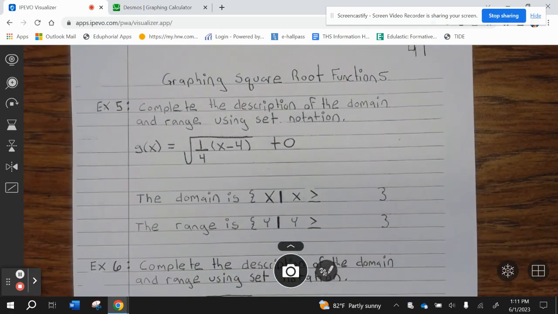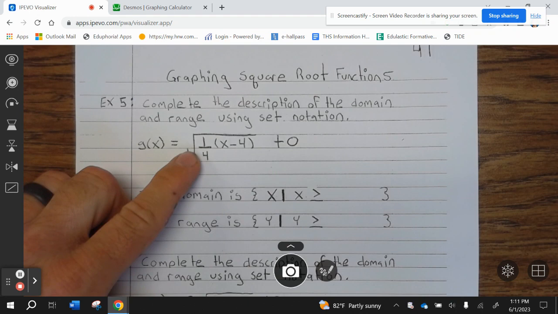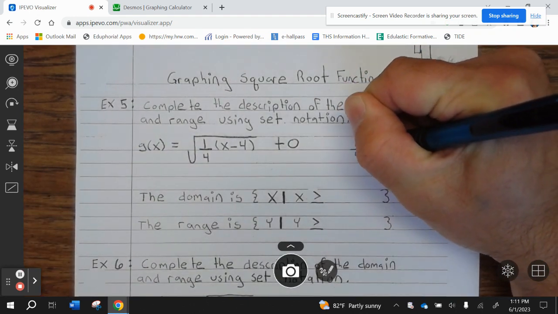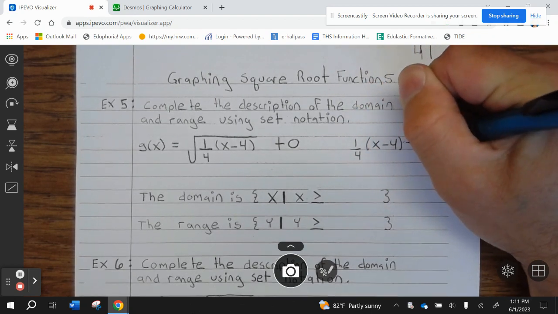All right. Complete the description of the domain and range. Okay. Now, the domain, you set the expression greater than or equal to 0. Actually, make it easy. Just set it equal to 0.